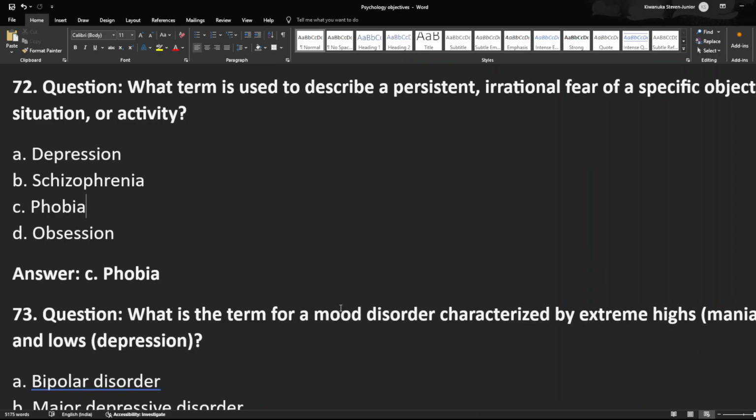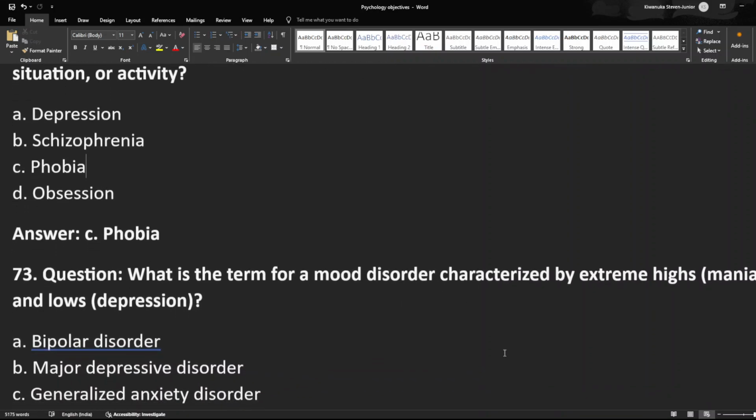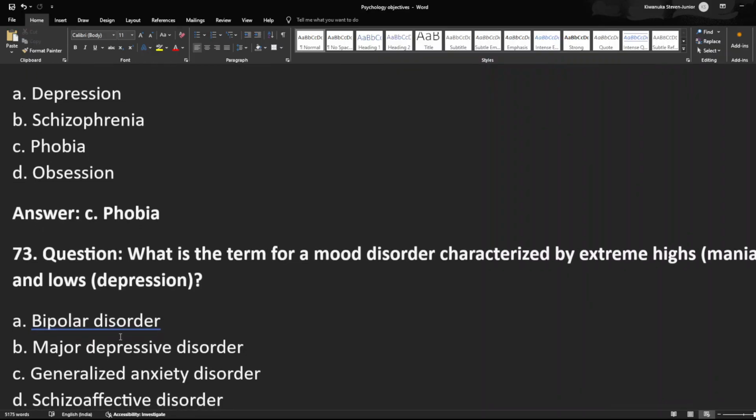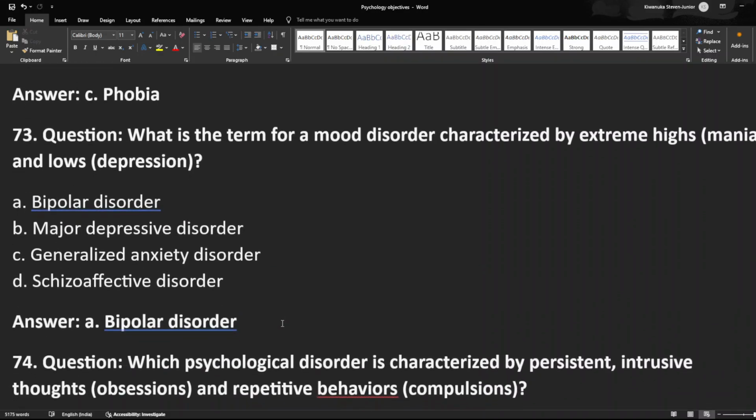What is the term for a mood disorder characterized by extreme highs and lows? That is bipolar disorder. Somebody is on and off, on and off, completely unpredictable. Which psychological disorder is characterized by the inability of a person to pay attention? Guys, if you have been able to follow up to this point, you are healthy. You don't have what we call attention deficit hyperactivity disorder. And if you have reached this far, you are destined for greatness and excellence.